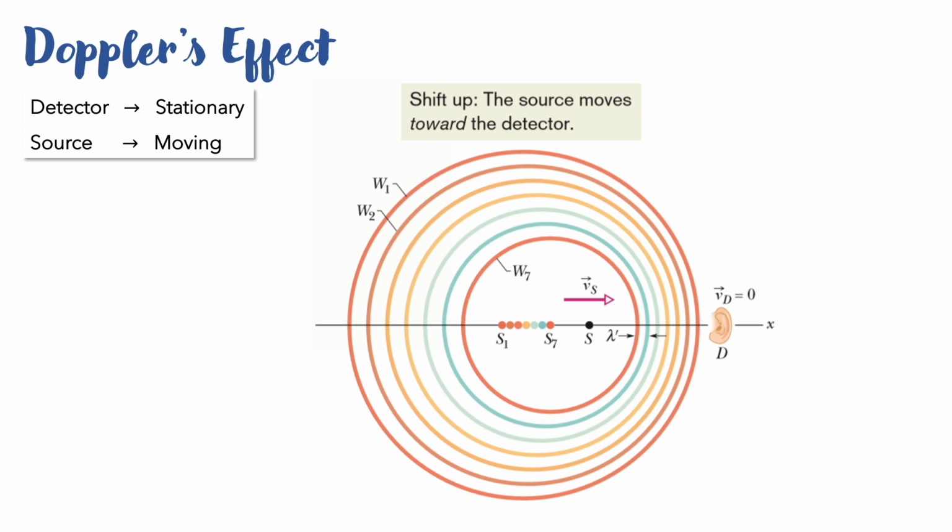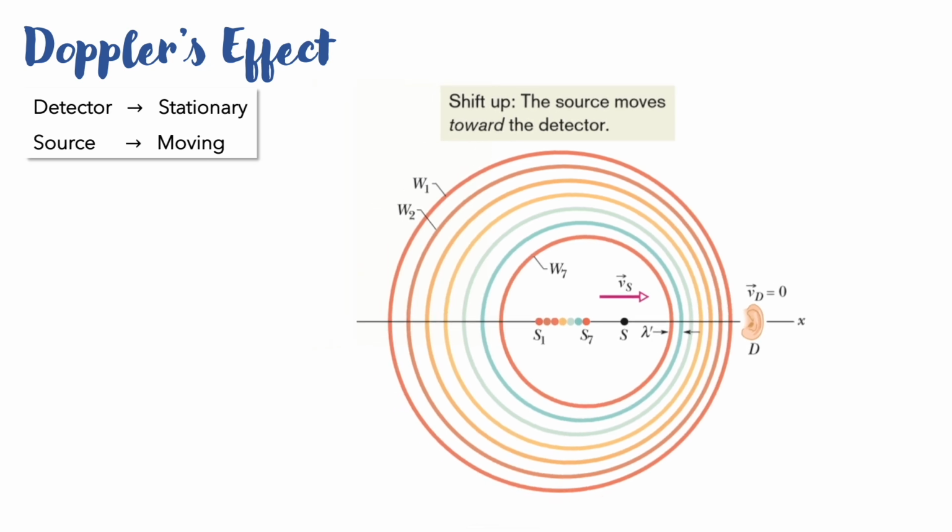This is how it can be represented. Now the ear or the detector is stationary here, Vd is 0, but the source is moving towards the detector. Again, the distance between the detector and the source is decreasing, therefore there must be a shift up, because the source is moving towards the detector.